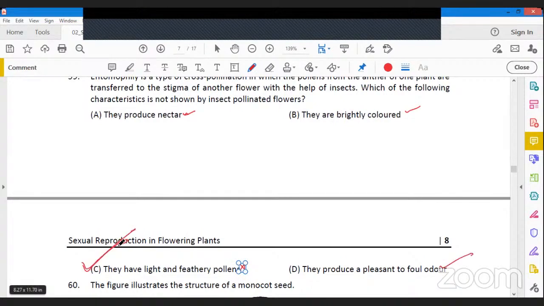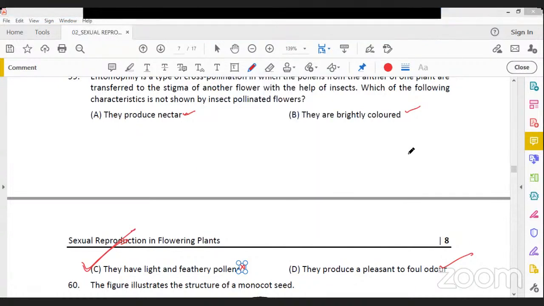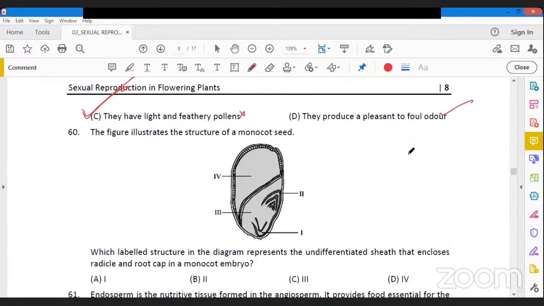They have light and feathery pollen. Light and feathery pollen are seen in anemophilic flowers. Okay. Now we'll go to the next one.